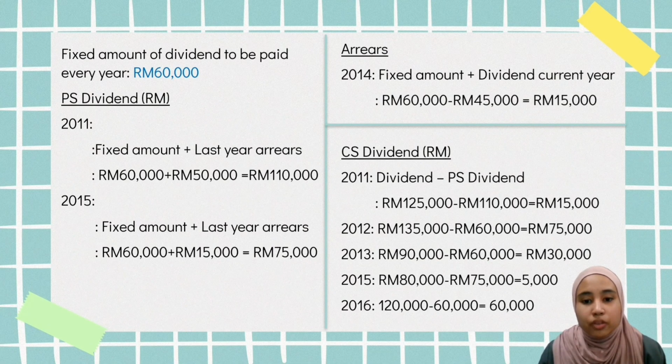For the year 2015, the fixed amount of 60,000 ringgit will need to be added with 15,000 ringgit of arrears, which will equal 75,000. The company is able to pay 80,000 of dividend for that year. So we will subtract 75,000 from 80,000 and there will be a balance of 5,000 which will go to the common stockholders.